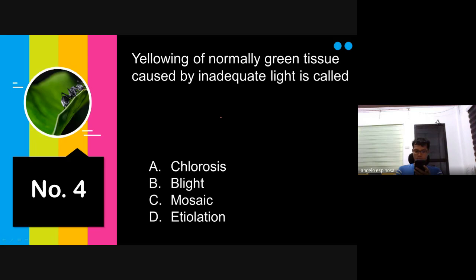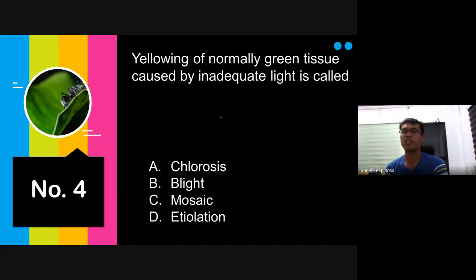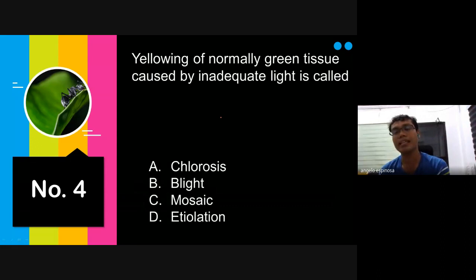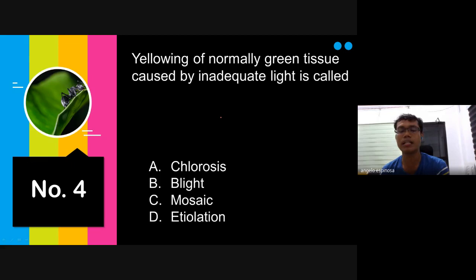Okay, so what's the correct answer for number 4? When you talk about yellowing of normally green tissue caused by inadequate light, pag sinabing inadequate of light, hindi siya natatamaan ng lights. And there's a tendency na yung normally green tissue ay nagiging yellowing na siya or nagya-yellow. So the choices are A, chlorosis, B, blight, C, mosaic, D, etiolation. So the correct answer for this is letter D.